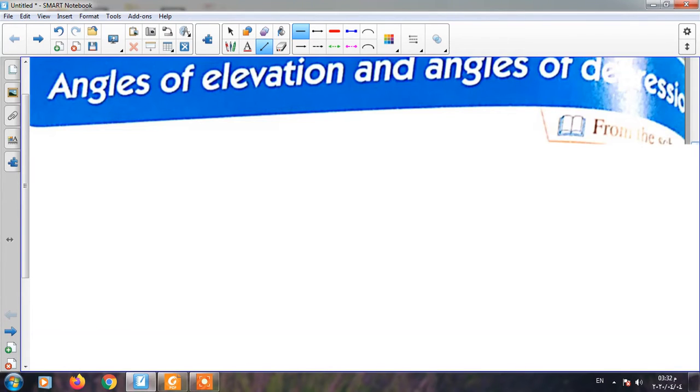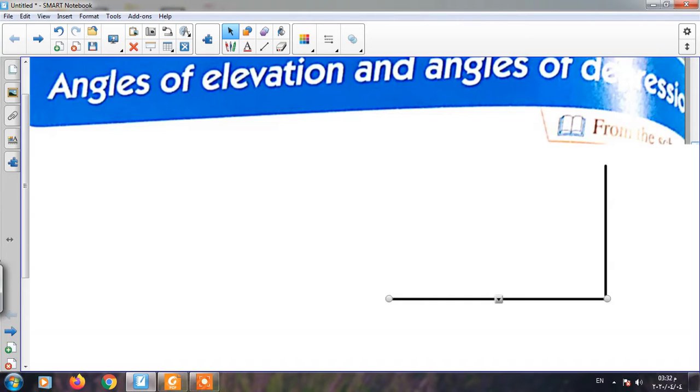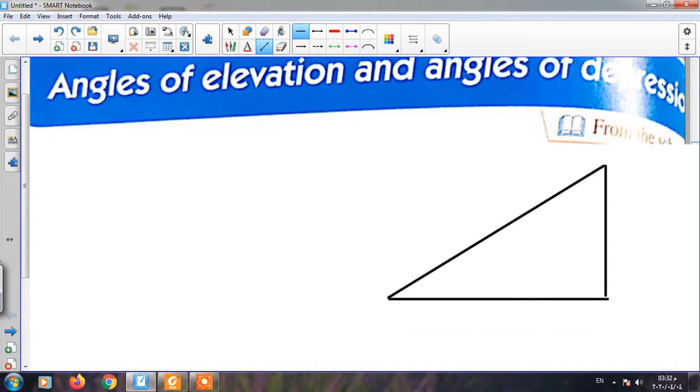Firstly, if you are standing on the floor and start to observe a building or a tree or a lighthouse, whatever, at the top of the building, and from this point start to look at the building, and now you can look from the horizontal to the building, and look up to the top of the building. This is our building.